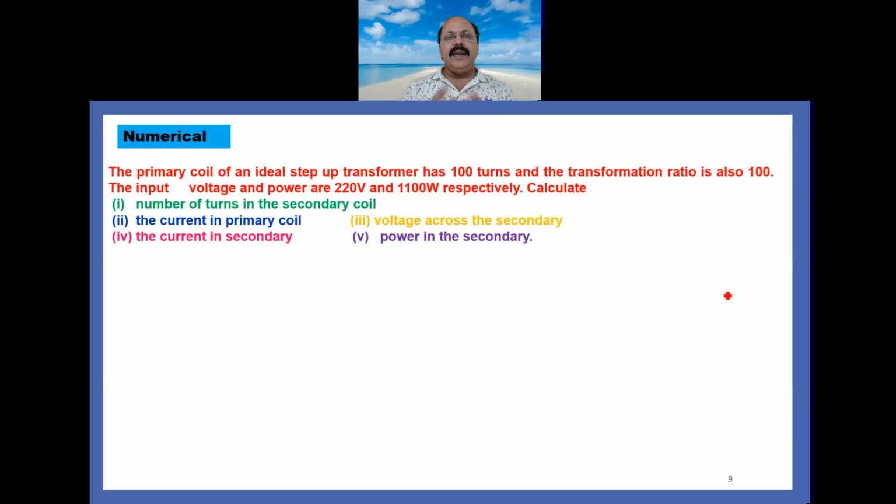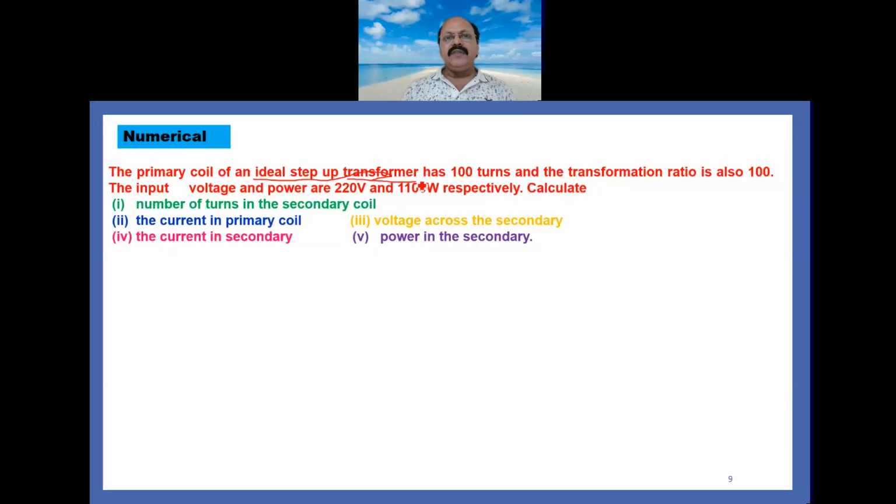Second part, current in the primary coil. Third part, voltage across the secondary coil. Fourth part, current in the secondary coil. Fifth part, power in the secondary coil. So first you understand the question carefully and understand the language. Here it is an ideal step up transformer.